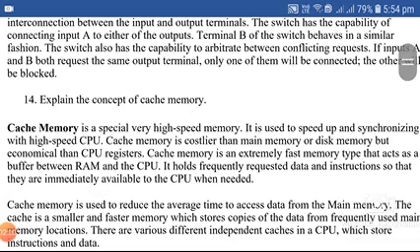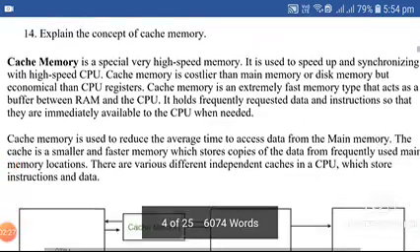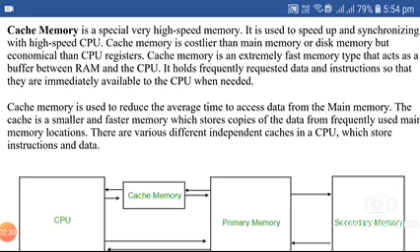So next, we are going for the 14th question. Explain the concept of cache memory. Cache memory is a special very high speed memory. It is used to speed up and synchronize with the high speed CPU. Cache memory is costlier than main memory or disk memory, but economical compared to CPU registers. It is an extremely fast memory type that acts as a buffer between RAM and the CPU. It is used to reduce the average time to access data from the main memory. The cache is a smaller, fast memory which stores copies of the data from frequently used main memory locations.